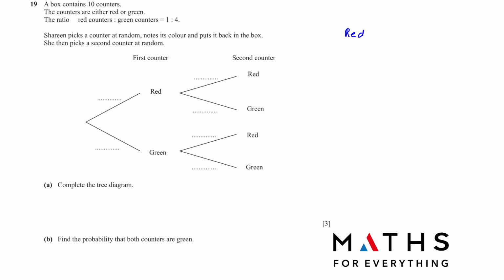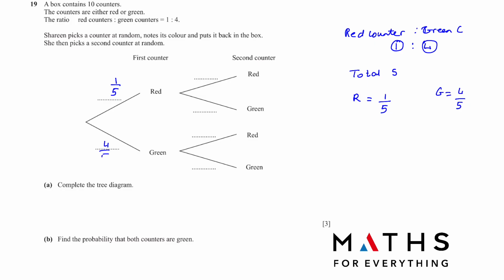Here, the red counter and the green counter ratio, let's write it down, is 1:4. So total is 5 when you add 1 plus 4. For red, what number we have? 1. So we write 1 over 5. For green, we have 4. So the ratio of green will be 4 over 5. We write here 1 over 5, and for green we write 4 over 5.